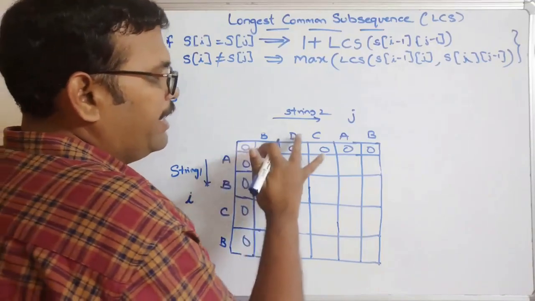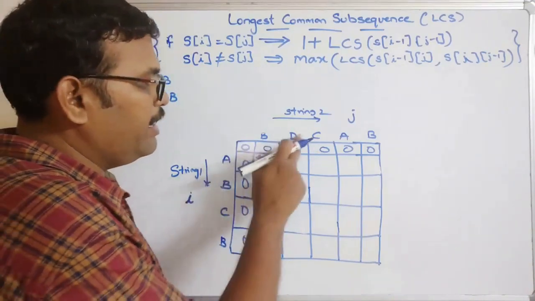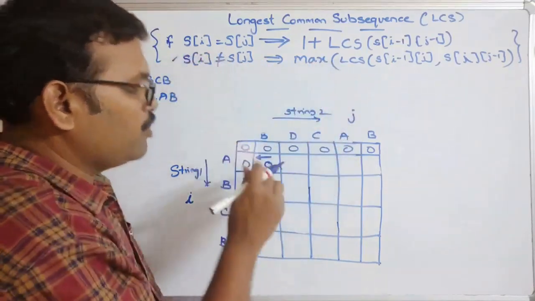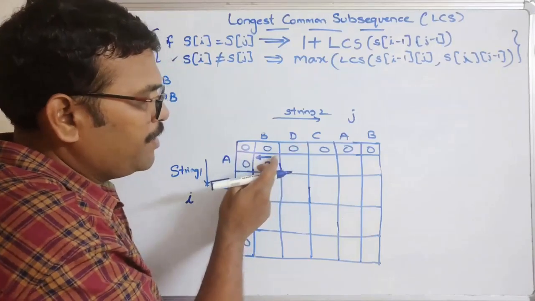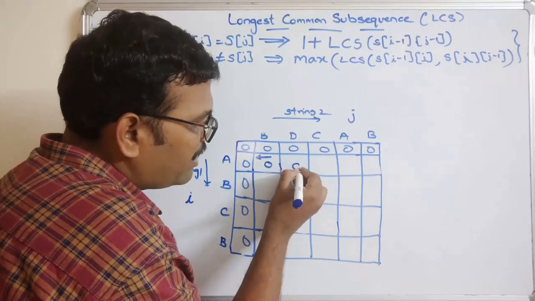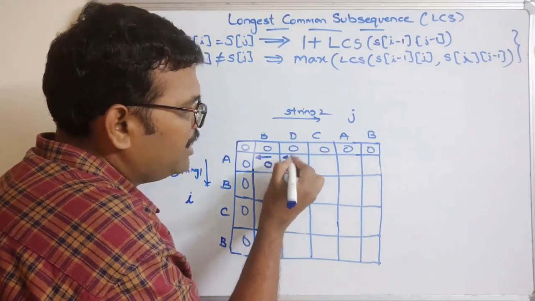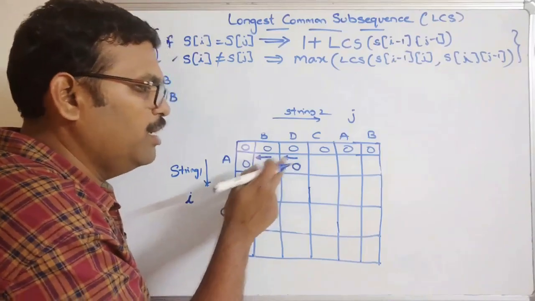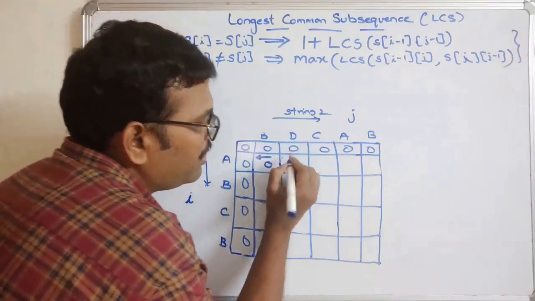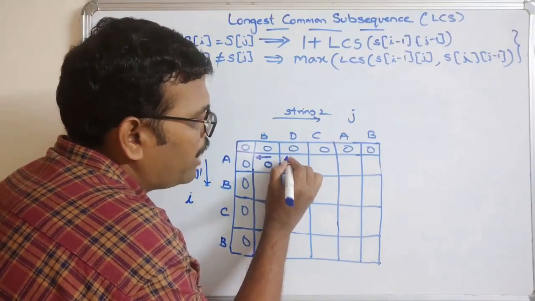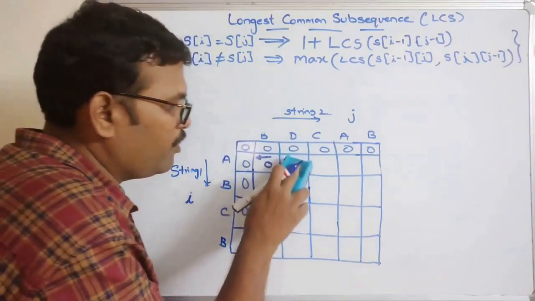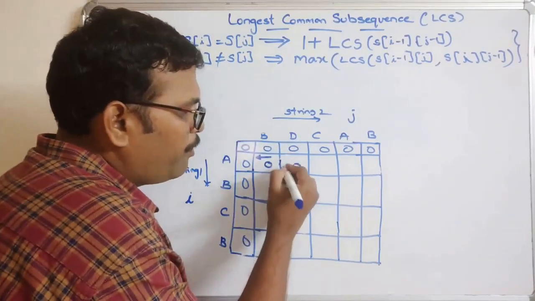And next, A and D. Compare A and D. Here also not equal, then we have to apply the second formula. Among these two, which is the maximum? Both are equal, so you can select either. So I'll select from this cell itself, and I am writing this arrow mark. Else, if you consider here, from here you have to write the arrow mark in this way, because we are considering this 0 from this particular cell. Anything we can do, no problem.